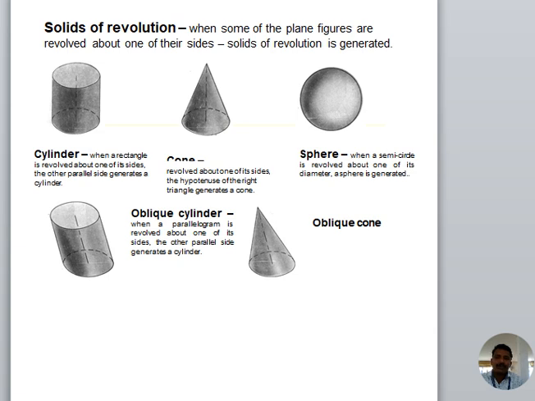Second, solids of revolution. A solid of revolution is generated when plane figures are revolved about one of their sides. The types are cylinder, cone, sphere, oblique cylinder and oblique cone.